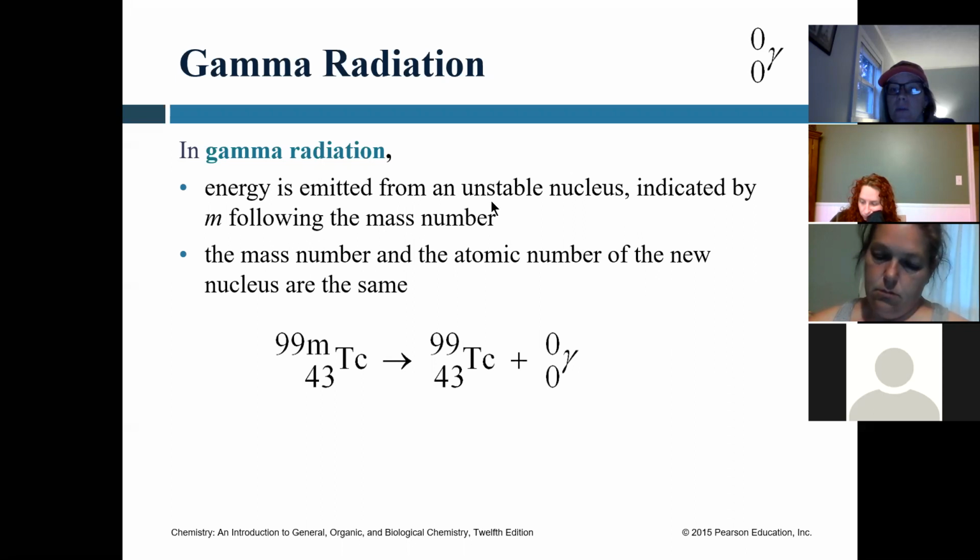Sometimes the energy that's in the nucleus will be indicated with a little m symbol following the mass number. So it would be 99m Tc, and then it undergoes gamma radiation. So here's the gamma radiation, but the number stays the same and the identity stays the same. You don't get a new nucleus, you just get a more stable nucleus. That one is probably the easiest of them to balance.